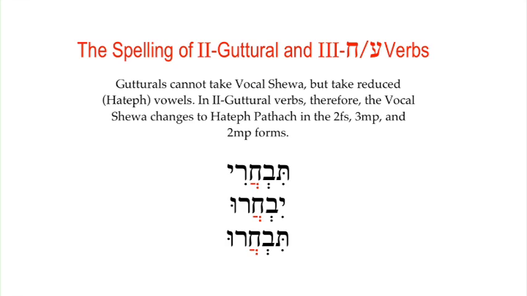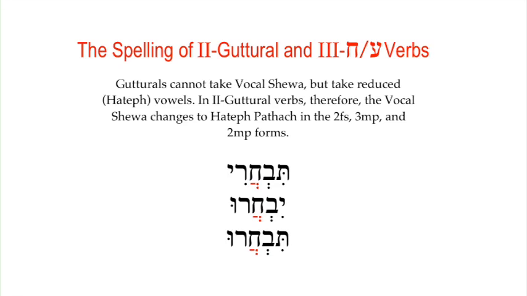A second type of change that will occur with these verbs appears under the 2nd root letter when you would normally expect vocal schwa in your paradigm form. Look at your screen with me. You already know that gutturals cannot take vocal schwa, something we learned a long time ago. However, they do take the reduced vowel, the hatef vowel.